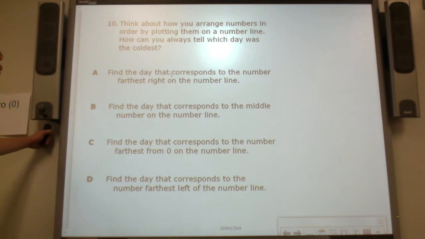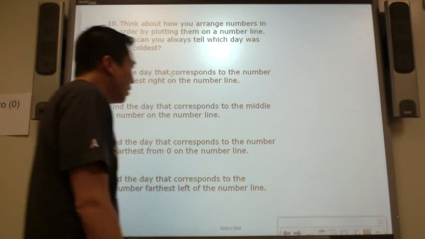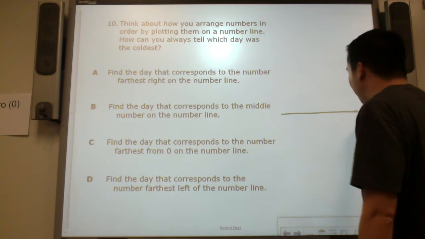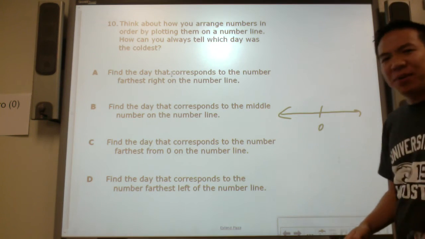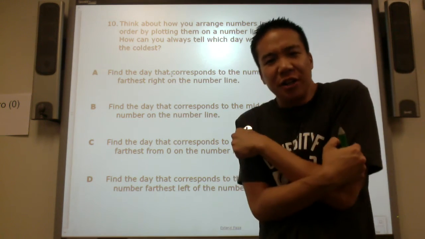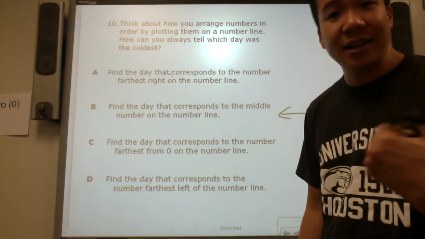Number 10. Think about how you arrange numbers in order by plotting them on the number line. How can you always tell which day was the coldest? If I had a number line, what type of numbers are cold? Really frigid cold. Positive or negative? Negative.